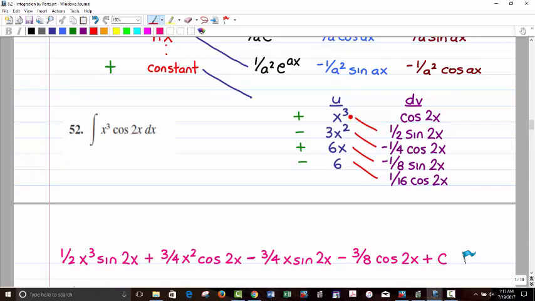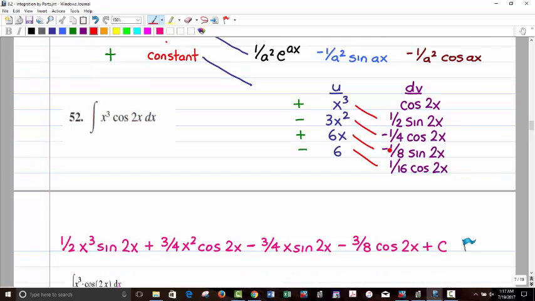So what you do is you link those together, and so you multiply these two together. That gives you 1/2 x cubed sine of 2x. And then you multiply these two together, but you use this negative out here. So this negative times that negative makes it positive. You have 3/4 x squared cos of 2x.